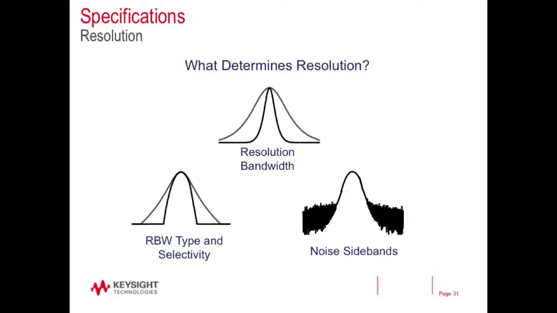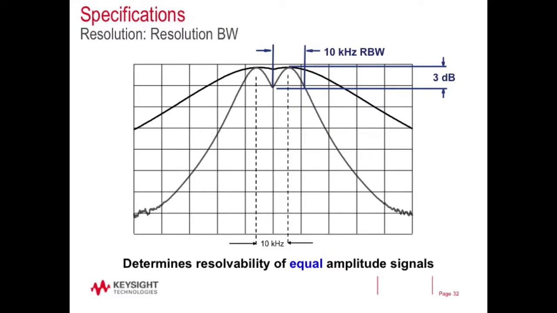So we've talked about this a little bit, but we're going to talk about what all goes into resolving a signal. Here you can see we have resolution bandwidth, resolution type, as well as selectivity, which we'll talk about, and these noise sidebands here. This picture is really nice because it shows two signals and just the difference. I'm not sure what this resolution bandwidth is here, but you can see this one is 10 kilohertz res bandwidth.